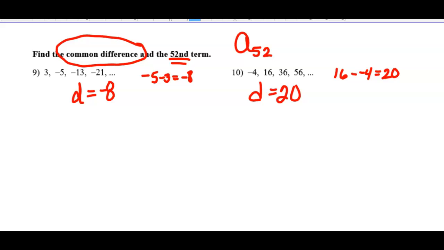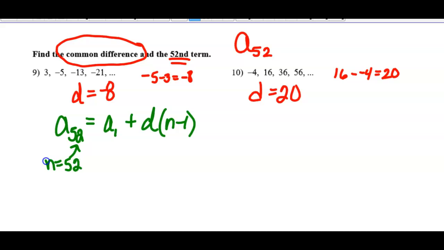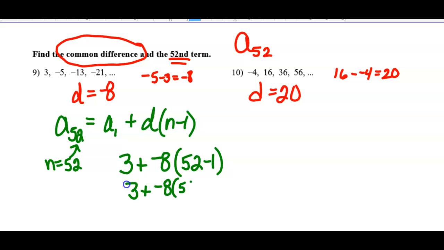So then, to find the 52nd term, we're going to go with the formula that says any term, we're looking for the 52nd, is the first term plus the difference times n minus 1, but we're putting in n equals 52. So we're going to say the first term plus the difference times 52 minus 1, or 3 plus negative 8 times 51, gives us negative 405.